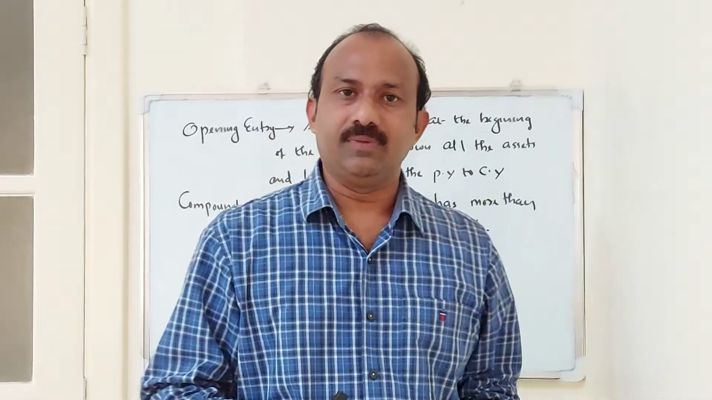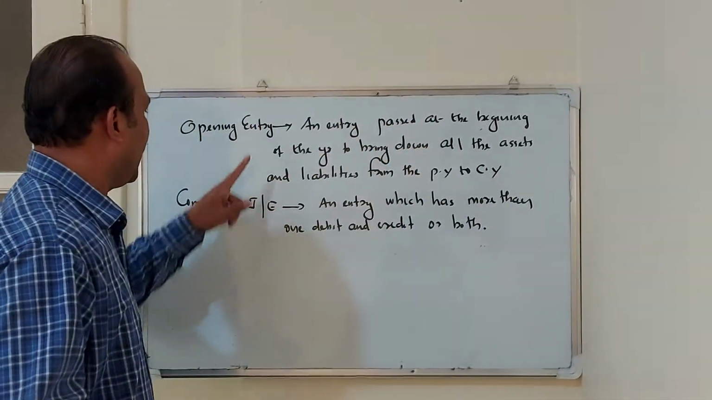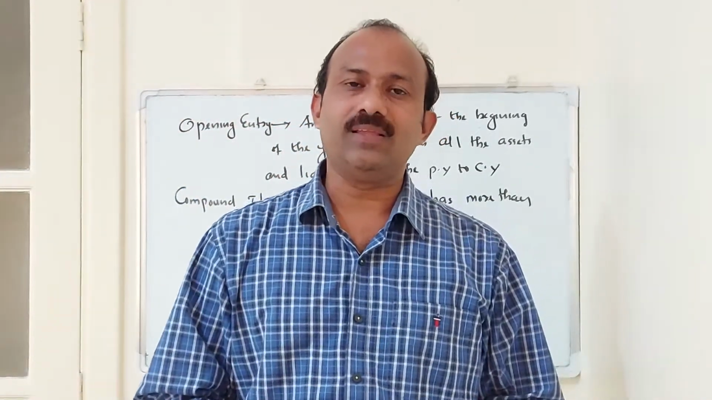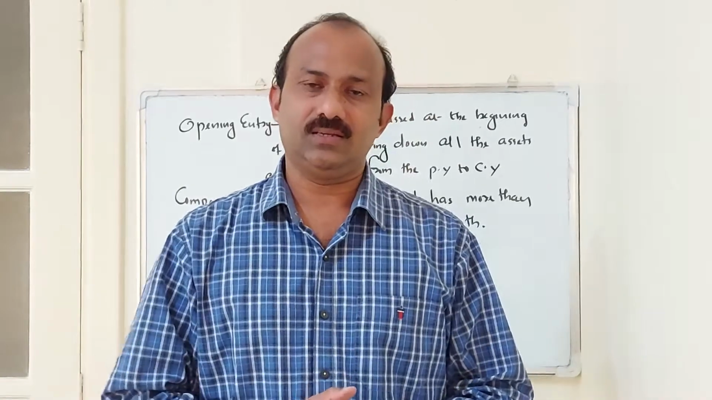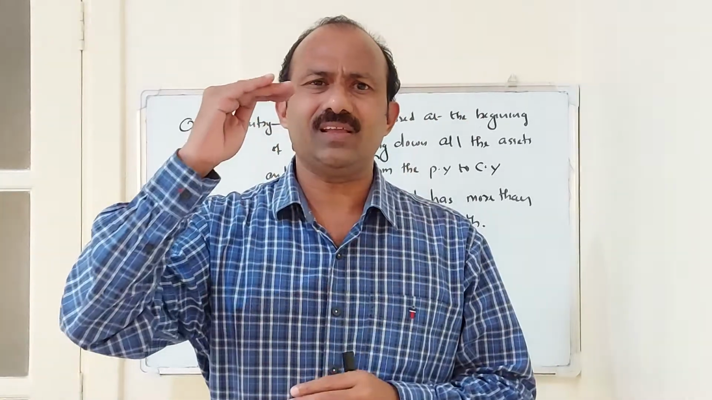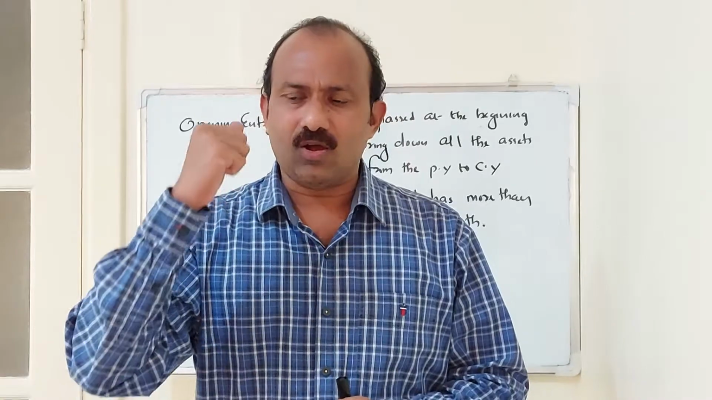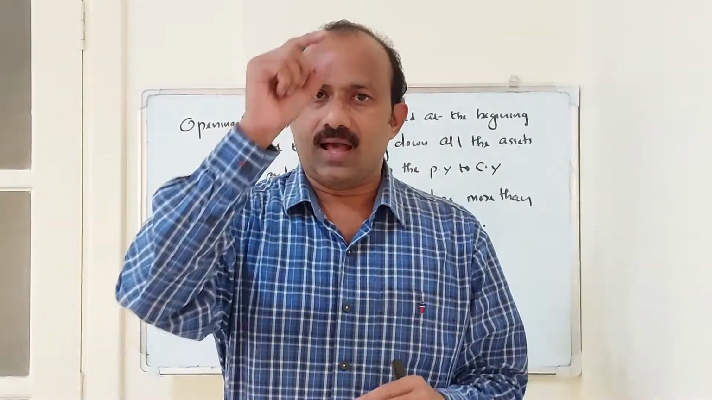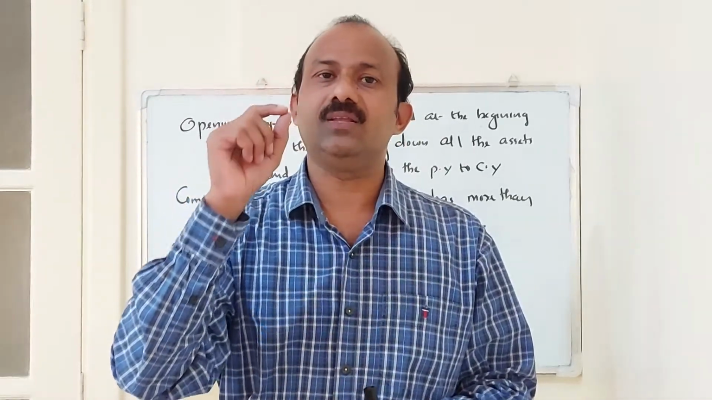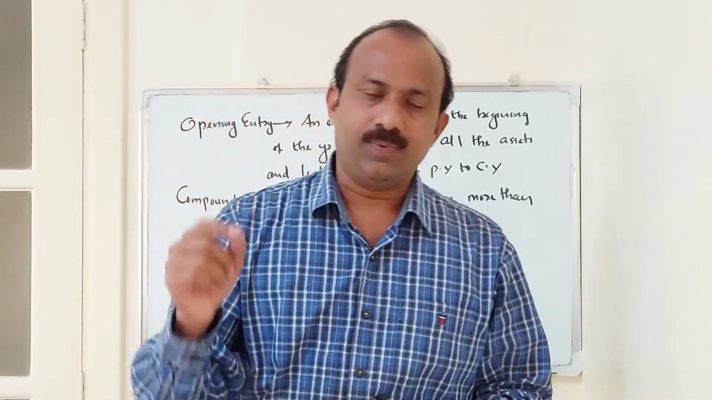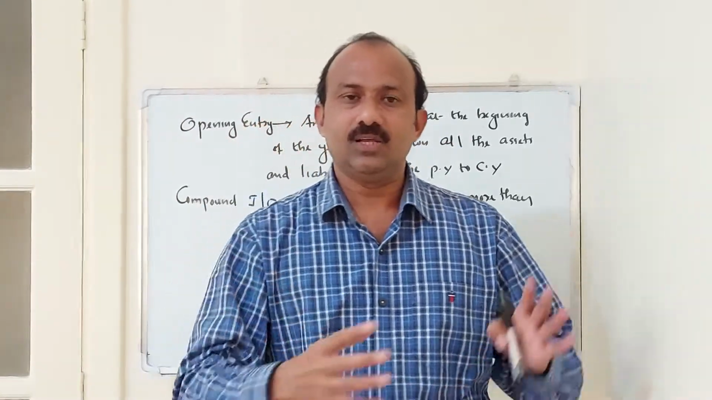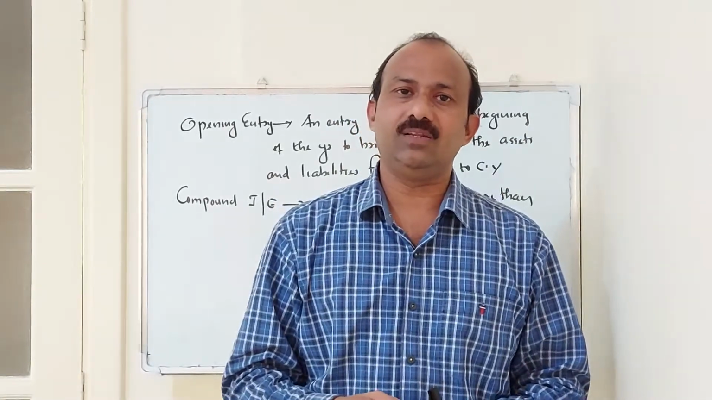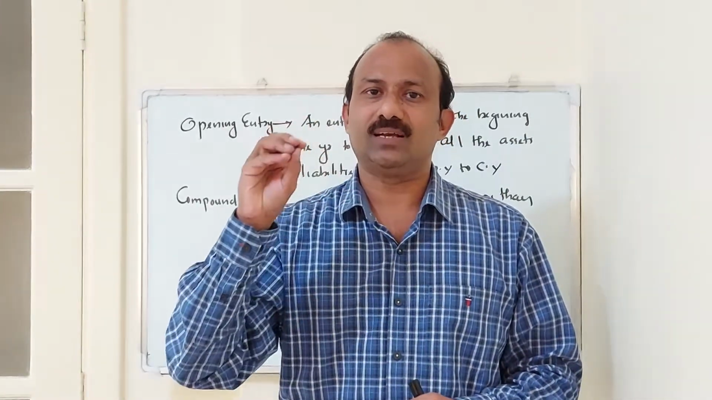Another small topic is coming in this chapter: one is the opening entry and the second one is the compound journal entry. Sometimes you have to pass an opening entry and a compound journal entry. Therefore, we have to get a clear picture of why an opening entry is passed and how we can write a compound journal entry. An opening entry means an entry passed at the beginning of the year to bring down all the assets and liabilities from the previous year to the current year.